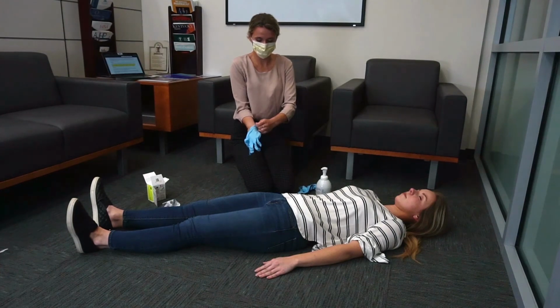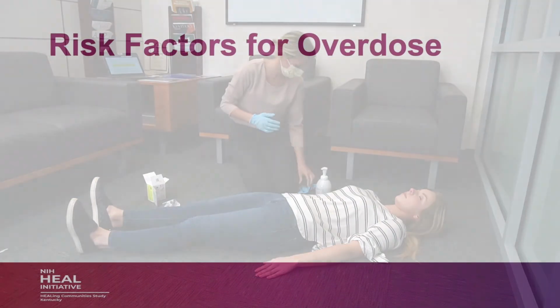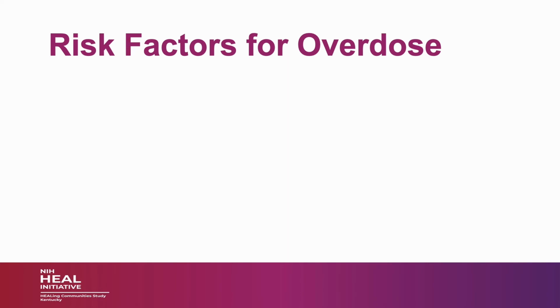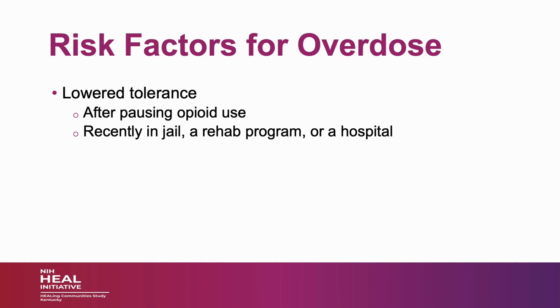Now that we know how to respond to an overdose, let's talk about how to prevent one in the first place. People are at higher risk for overdose if their tolerance to opioids is lowered. This can be caused by pausing opioid use for even just a few days. People who were recently in jail, in a rehab program, in a hospital, or otherwise stopped using opioids are at high risk because they cannot handle the same amount of drugs that they were previously used to taking.